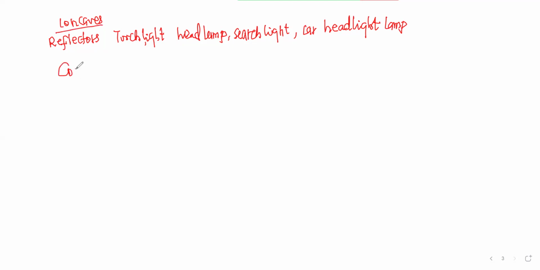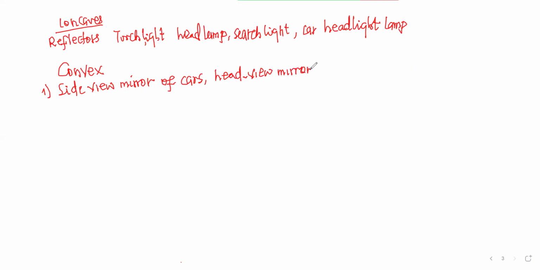Then convex. Convex mirrors are used as the side view mirror of cars, the head view mirror, which is the mirror at the head level of the driver. Genius. Please, can you say concave mirrors are used for lenses for people with short-sightedness? No, these are not mirrors. They are lenses. We'll come to lenses, okay?